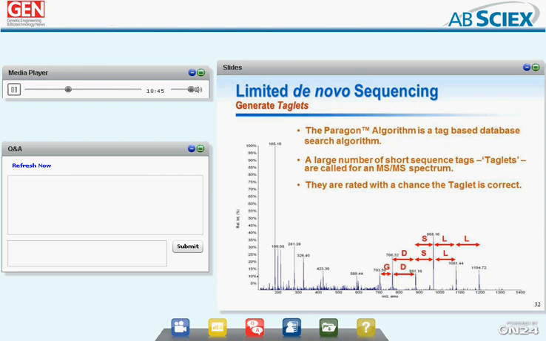When looking at how the Paragon algorithm works, it is all based on generating these taglets. It's a smart search algorithm that analyzes your data looking for amino acid sequence tags. It then combines these sequence tags to form taglets out of each MS-MS spectrum, and each taglet is then rated with a chance that the taglet is correct. So it is doing essentially a limited de novo search of your data, allowing you to then do a tag-based search against your sequence database, and thus eliminate a lot of false answers so that you can then widen your search space to look for modifications.